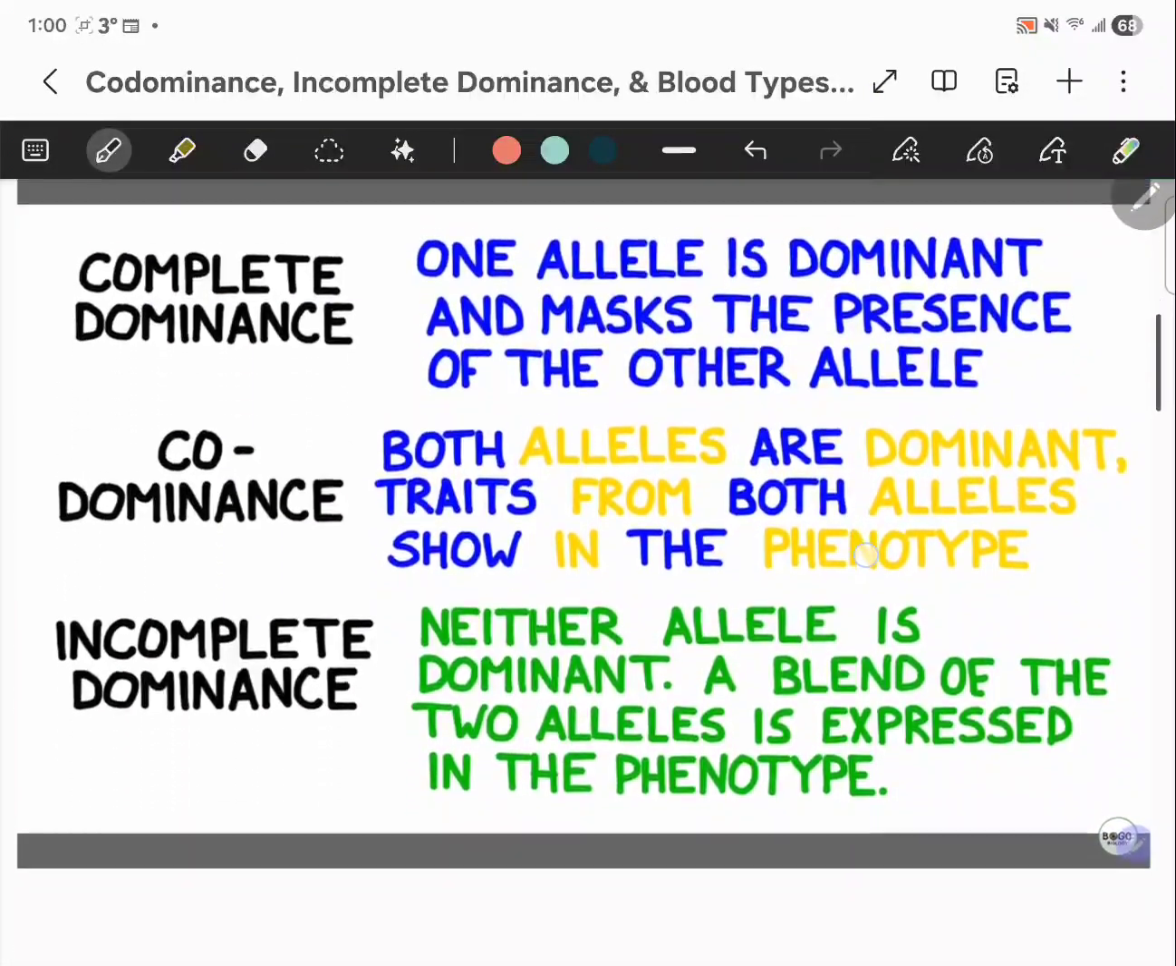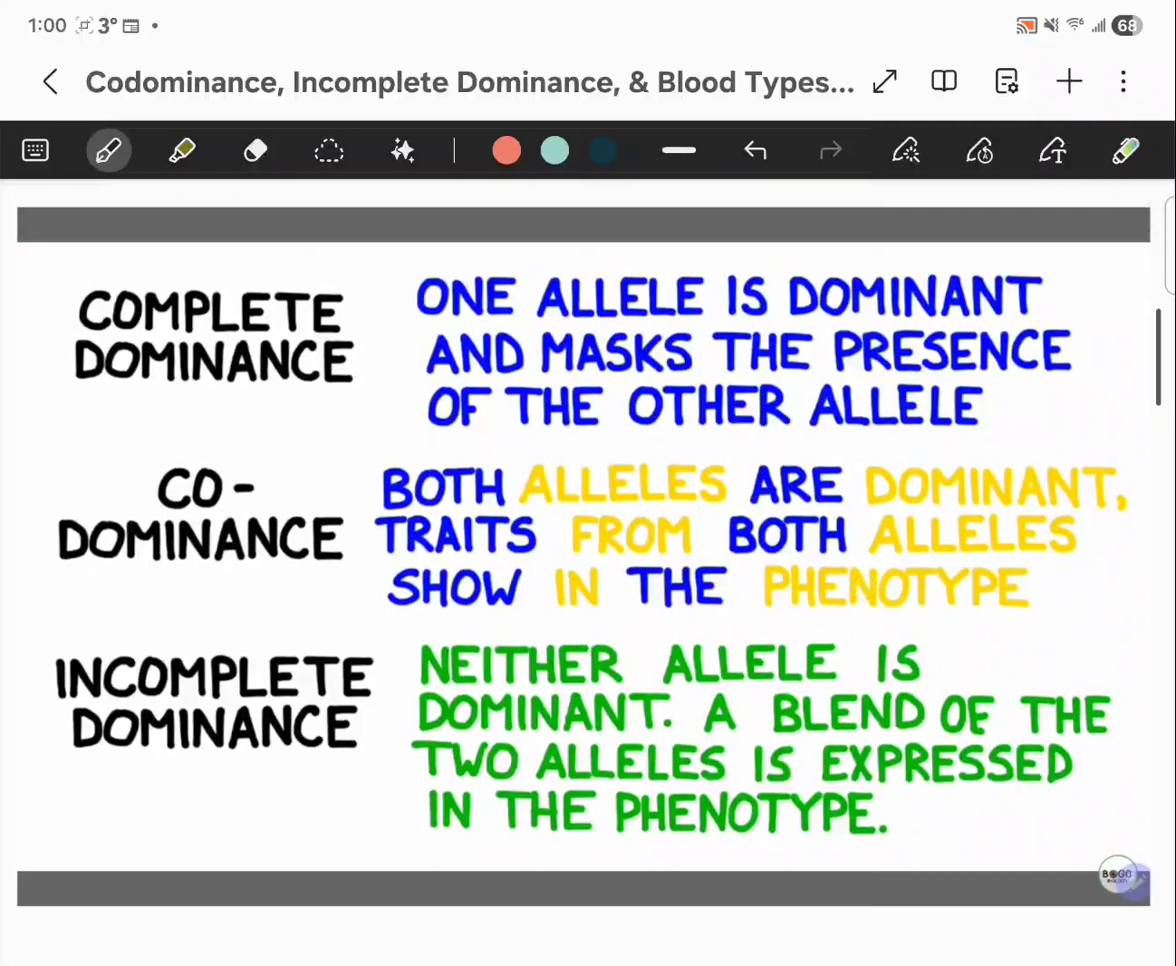So here are some good definitions for you. Complete dominance: one allele is dominant and completely masks the presence of the other allele. Codominance: both alleles are dominant. Traits from both alleles show in the phenotype. And then incomplete dominance: neither allele is dominant. A blend of the two alleles is expressed in the phenotype. So these are good definitions to write down.